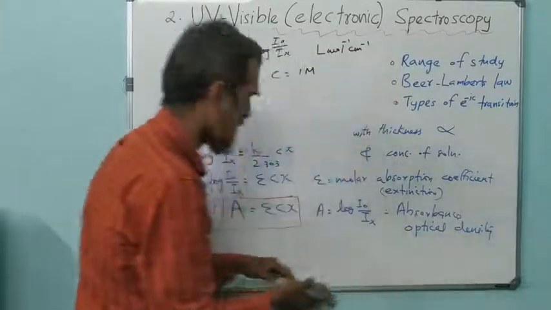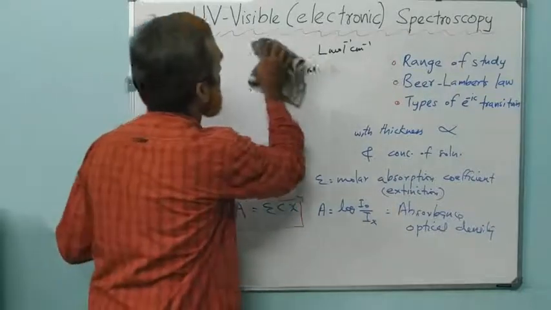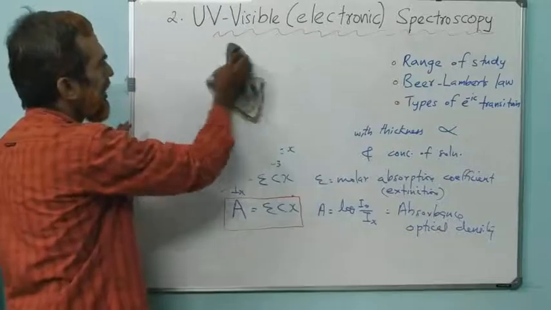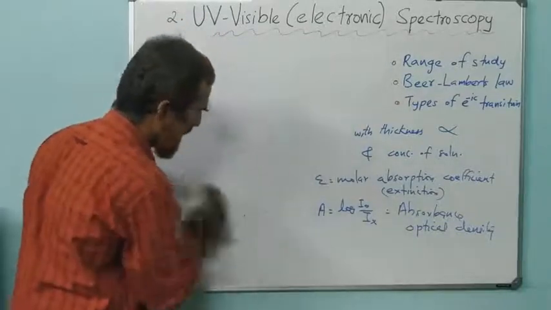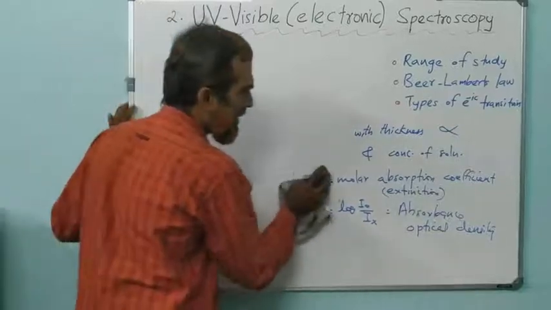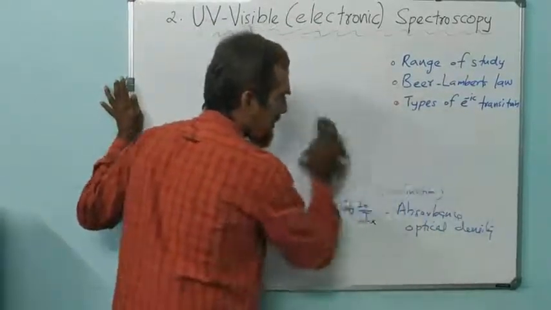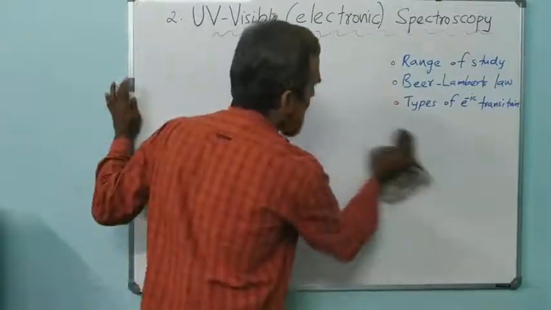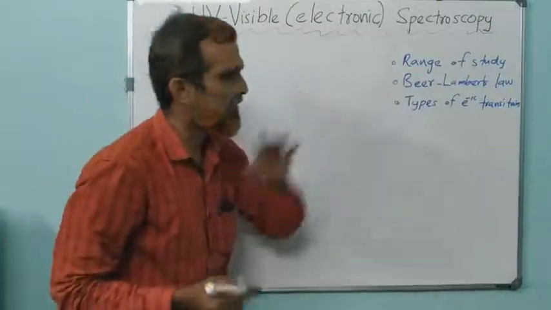Okay, so that's about this Beer-Lambert's law, right? This law is made use of in the application part. We will see that later. There are so many applications for UV visible spectroscopy. One is based on this equation, what is known as spectrophotometry. Okay, coming to the last one.